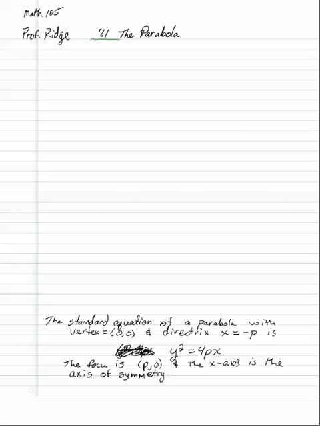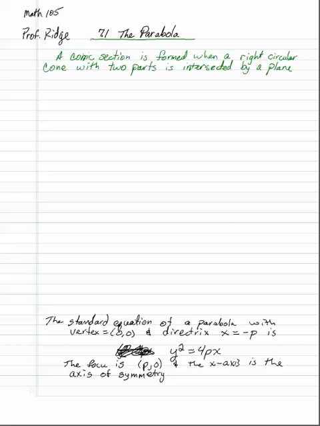Today's lesson is on section 7.1, the parabola. So we've done parabolas before, and in this section, this chapter, we're going to be talking about conic sections. So we're going to look at the parabola in this context as a conic section. A conic section is formed when a right circular cone with two parts is intersected by a plane.